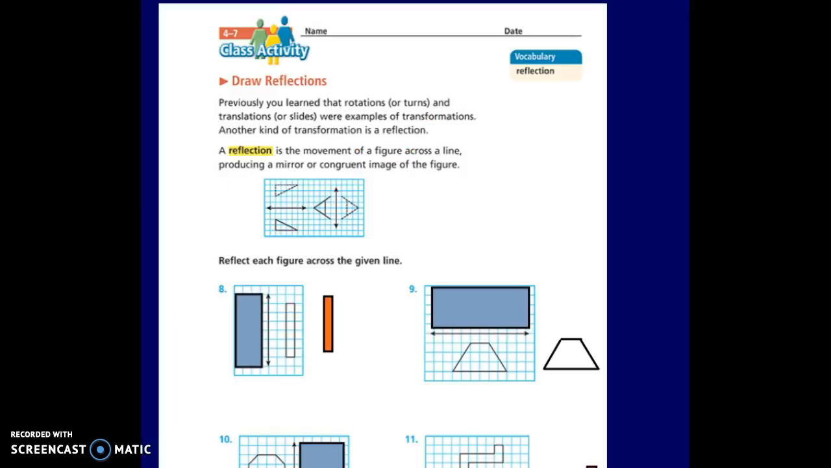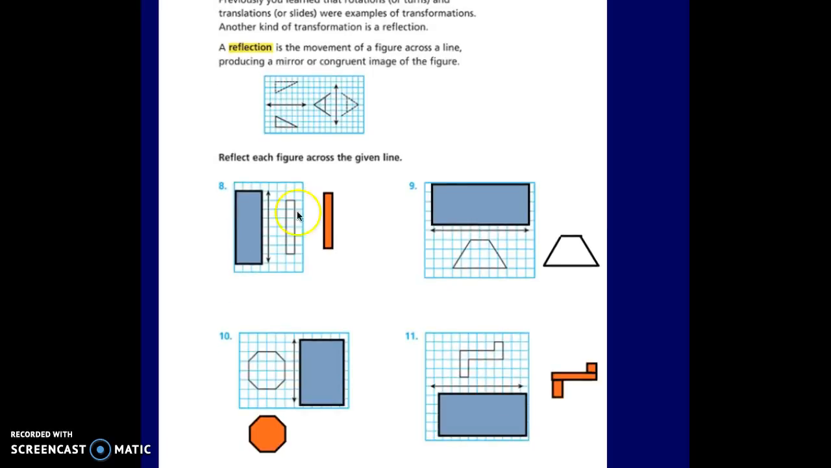The next transformation we're going to talk about is reflections. A reflection is a flip across the line. It looks like a mirror. There are two congruent images that are a mirror image of each other. So I'll give you a couple of examples here. If I wanted to mirror that rectangle right there, I'm looking at that rectangle. And that rectangle is 1, 2 across the line. So when I try to mirror it, I'm going to want to be 2 over, 1, 2 across the line.